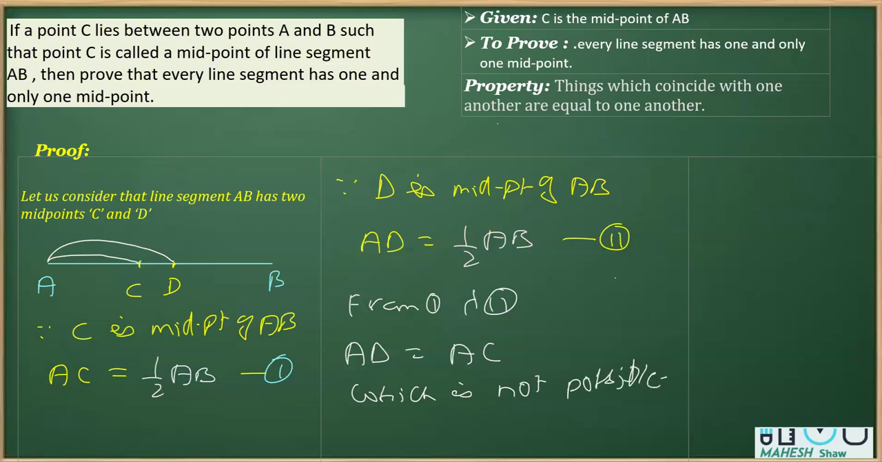As you know, in a straight line, the lengths from the same initial point to 2 different points cannot be equal unless they coincide, right? Unless C and D coincide.